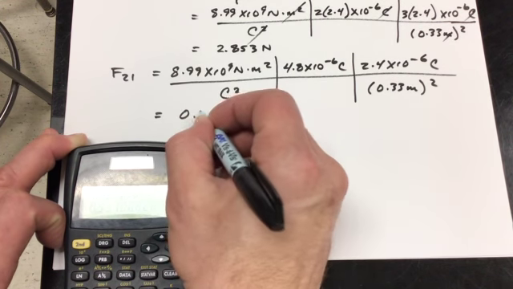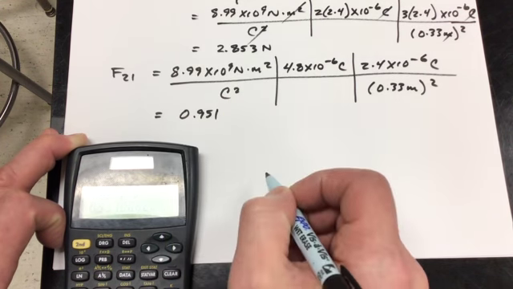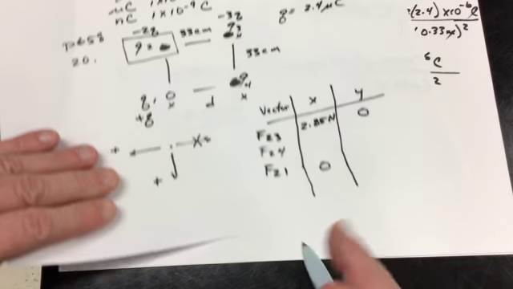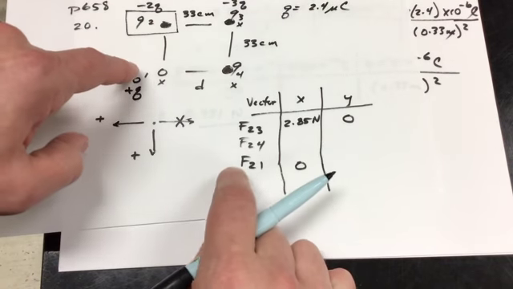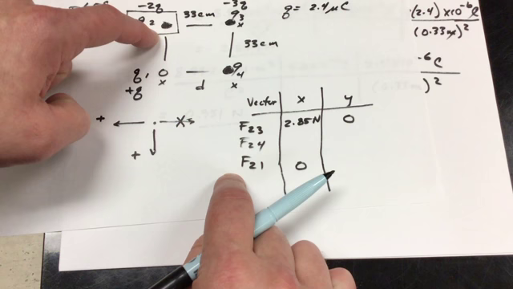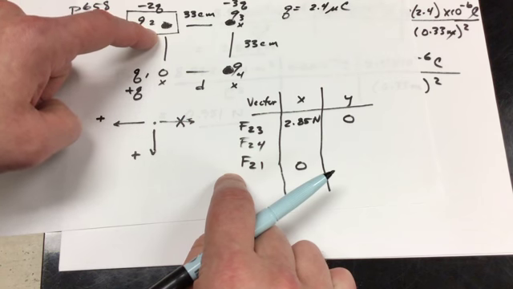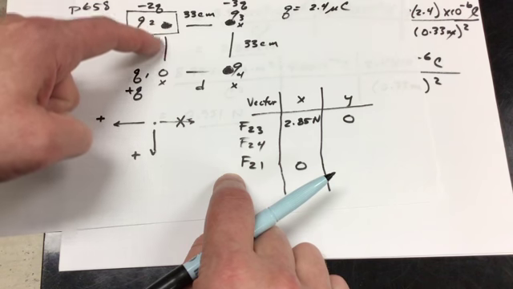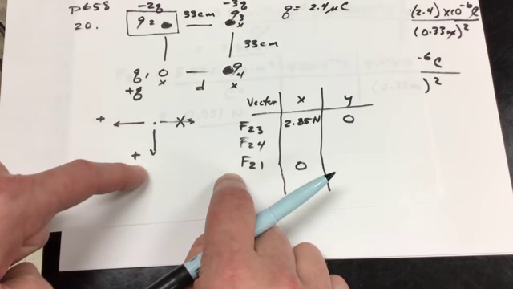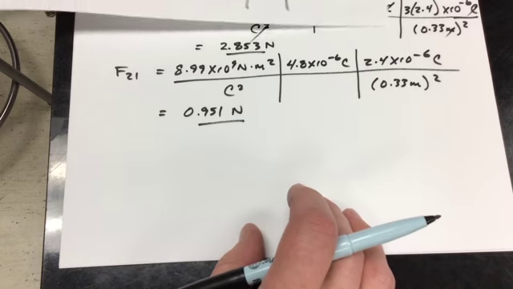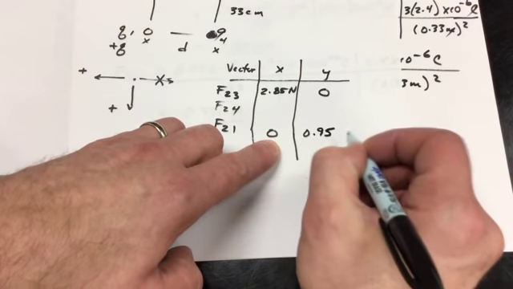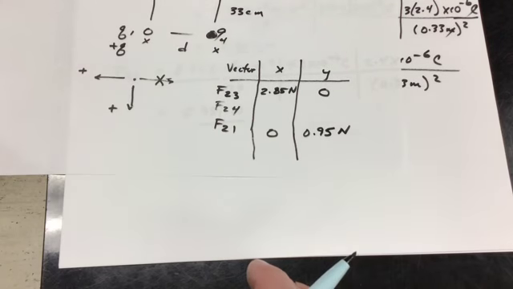I'm getting 0.951 newtons. Okay, so that's F21 in the y direction. So from here to here, that's going to be an attraction force. So Q2, if Q1 is fixed, Q2 is going to want to move down. That's in the positive direction again. So I'm going to put that as 0.951, 0.95 newtons in the Y column.